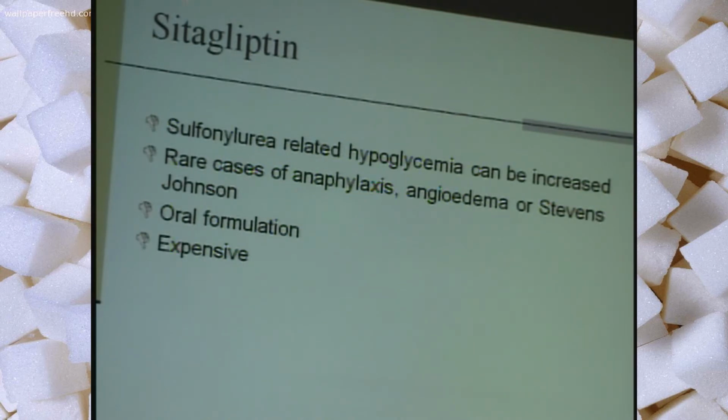But the downside is that it can potentiate the sulfonylurea-induced hypoglycemia, and there are very rare cases reported of anaphylaxis, angioedema, and Stevens-Johnson. And it's fairly expensive. We have to get it through the MAP office. We don't have it at the VA at all, but for our UH patients, we have to get it through the MAP office.